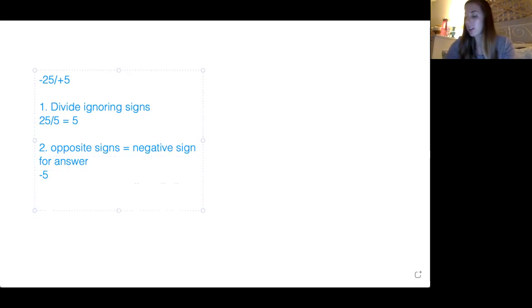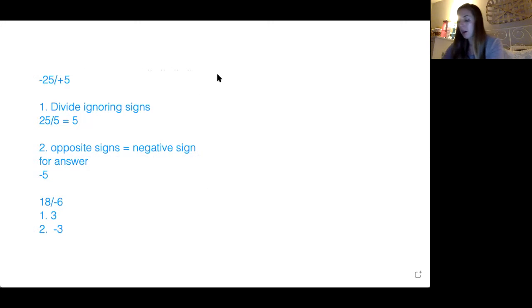All right, let's look at another example. We have 18 divided by negative 6. So step one, we're dividing, ignoring the signs. We should get 3. Step two, we have a positive and a negative. Because our signs are opposite, our answer will be opposite. So our answer is going to be negative 3.